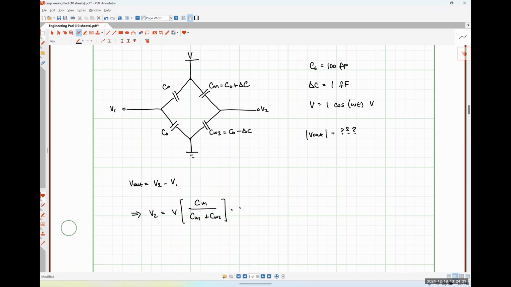Substituting in here, that's going to be V times C naught plus delta C over C naught plus delta C plus C naught minus delta C. Looks like V times C naught plus delta C all over twice C naught, or V times a factor of 1/2 plus delta C over 2 C naught. We all okay with that? Nothing hopefully too wild or crazy there.